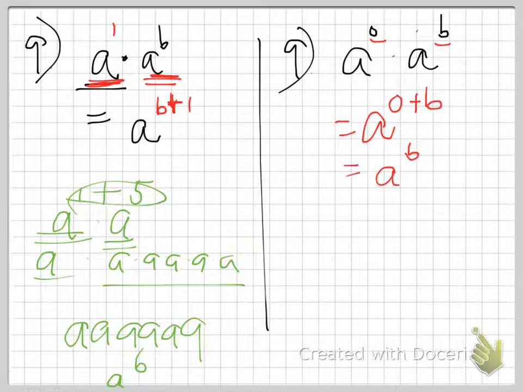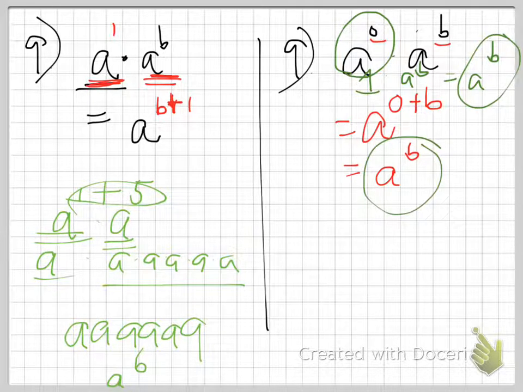Another way you could have thought about it is, well, what's a to the 0? What's anything to the 0 power? This is 1. And what's 1 times a to the b? It's a to the b. So whether you do it this way or this way, you're going to get the same answer. Good? Good. All right. Number 10.